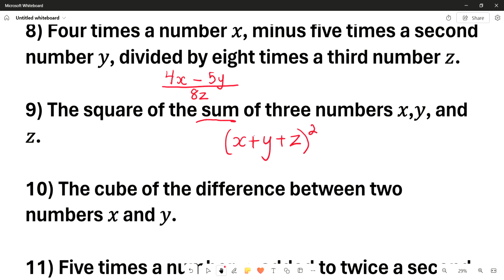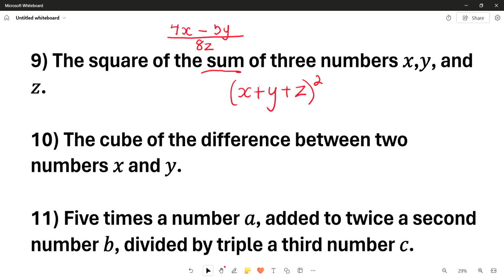And now we are on number 10, which is the cube of the difference between two numbers, x and y. So difference means minus. So let's say it's x minus y, that's the difference, and all of that is to be cubed. To cube something means you raise it to the power of 3.